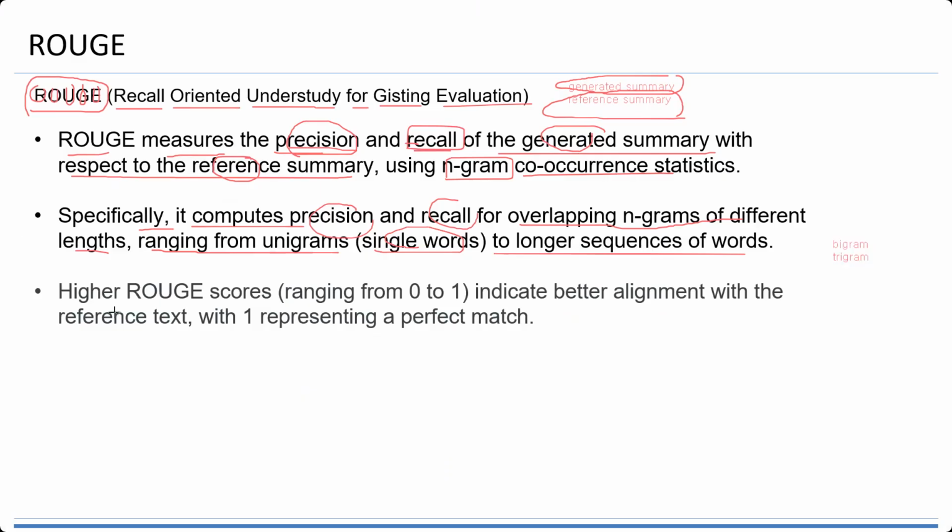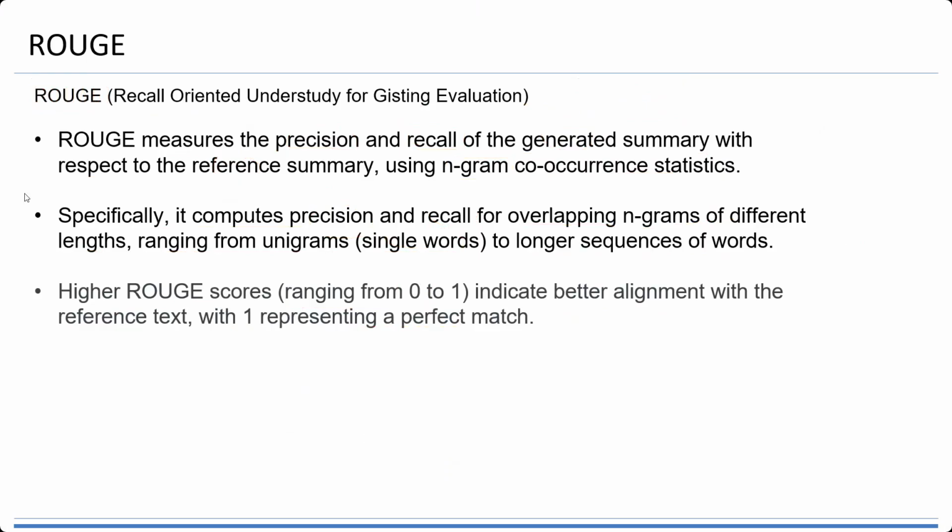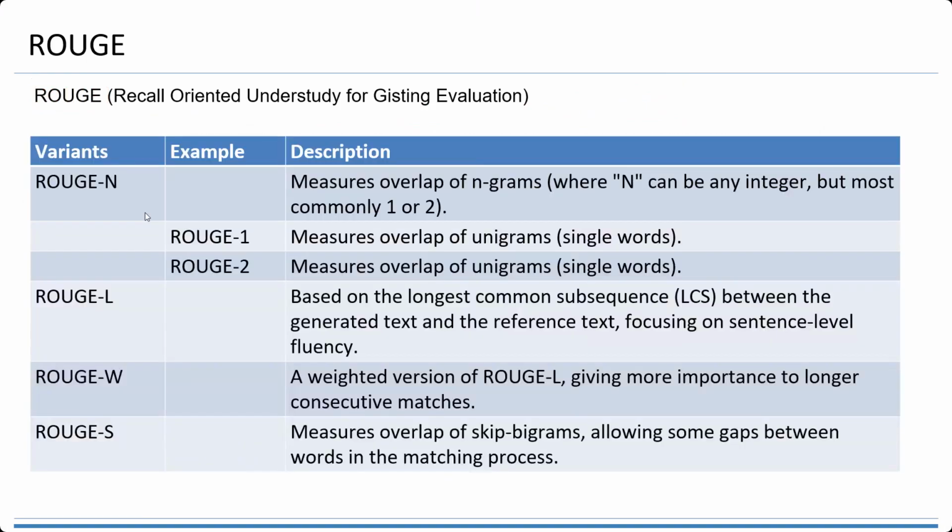If the ROUGE score is 1, then it is a perfect match. The value can be from 0 to 1. So 0 means it does not match. There are some variants of ROUGE. We can have ROUGE-N.